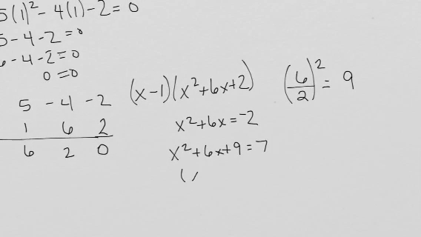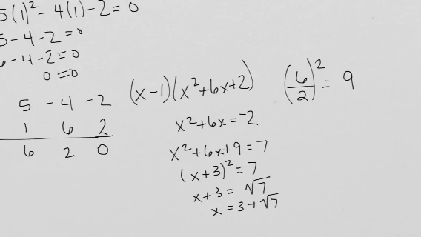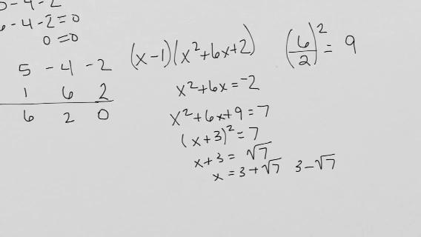Now I can factor the trinomial, find the square root of each side, and solve for x. And I know that 3 minus the square root of 7 is also a root using the irrational root theorem. So now I know what all 3 of my roots are.